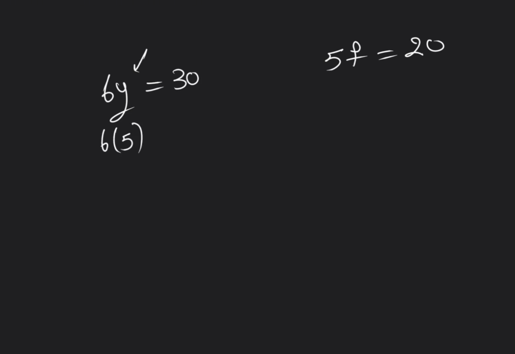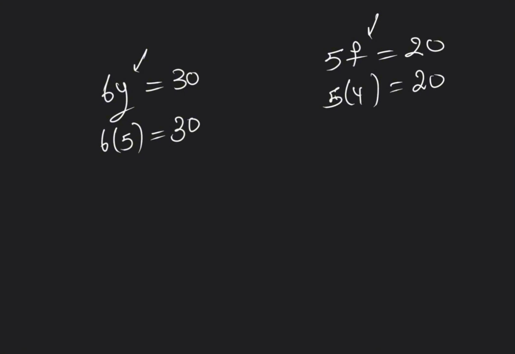When we have 6y equals 30, or 5f equals 20, you're going to ask yourself, what is the number I am going to multiply by 6 to give me 30? It is 5. So 6 multiplied by 5 is 30. And what is the number I'm going to multiply by 5 to give me 20? It will be 4. 5 multiplied by 4 is 20. But here, we are not going to always guess the number.